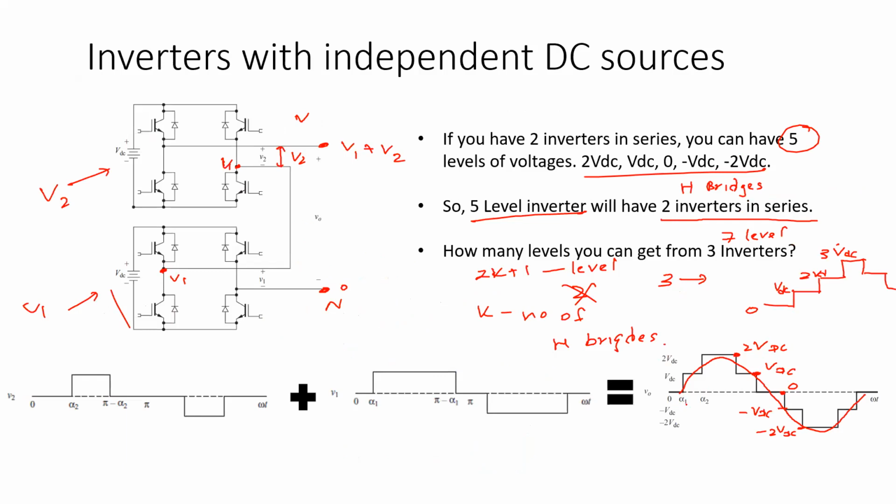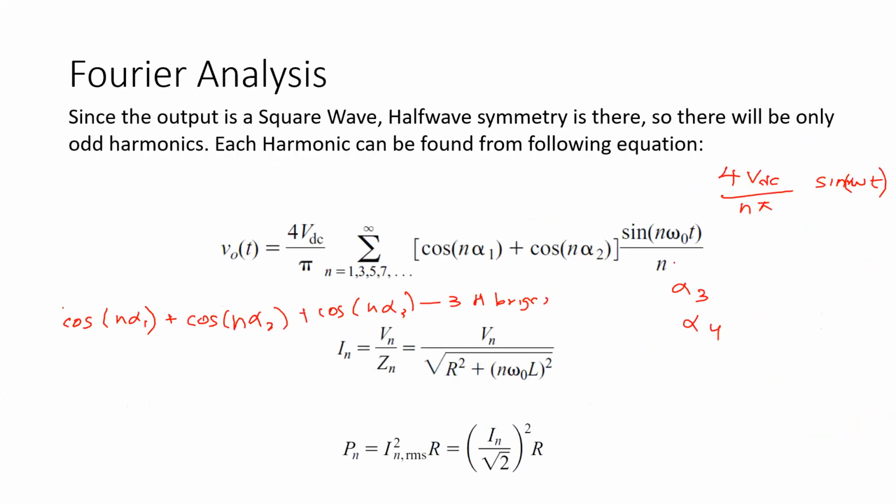The first H bridge will trigger at alpha 1 all the time. The second inverter will trigger at alpha 2. The third inverter will trigger at alpha 3. That's what is represented in that Fourier transformation. At your level, you don't need to understand how this equation comes. Fourier series is covered in another section, and we are not going to derive this equation in this session. Okay.